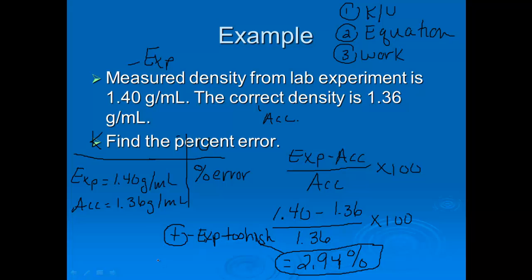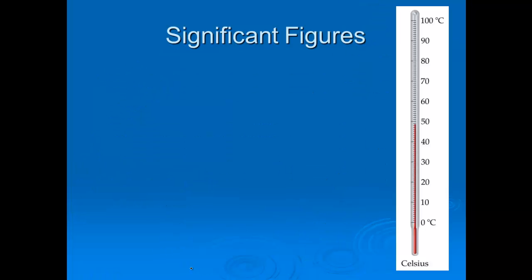If you ever get a negative number, it's going to mean the experimental was too low. Not one more correct versus the other, but when you have negative and positives, that's just what it means. And we'll do more of these in class.